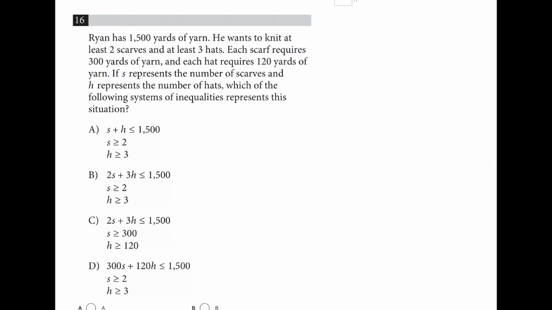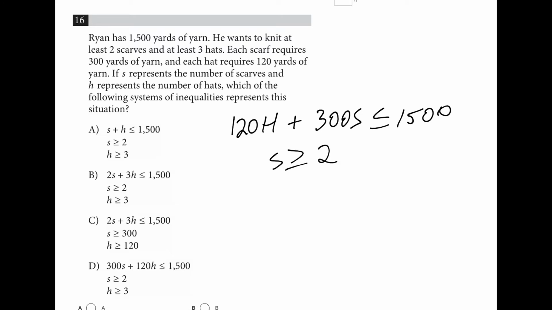So let's do a yarn equation. Hat is 120. Scarf is 300. And that's going to be less than or equal to 1,500 total yards of yarn. And we want at least 2 scarves, so S like this, and H like this. And do we have any requirement for a total? I don't see any.